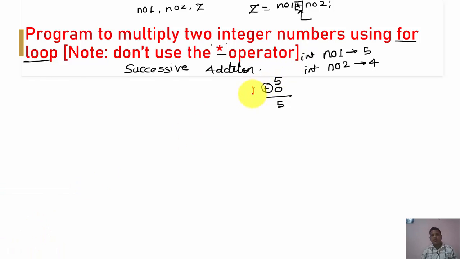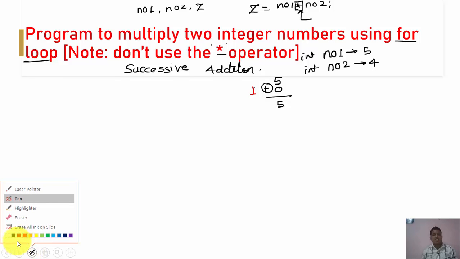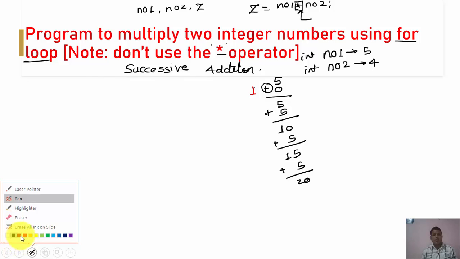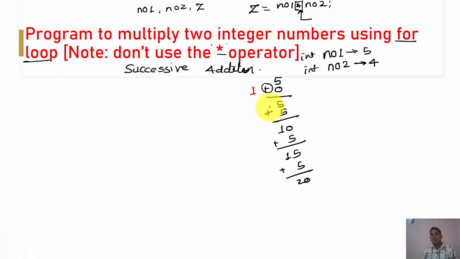Once I perform the addition, to whatever my result is, I add again the same number. Say this is my 5, I get the result 10. Again add 5, the result is 15. Again add 5, the result is 20. Now if I pay attention to the number of times this addition process happens, this is the first addition, second addition, third addition, and the fourth addition. It means I repeat this addition process 4 times.